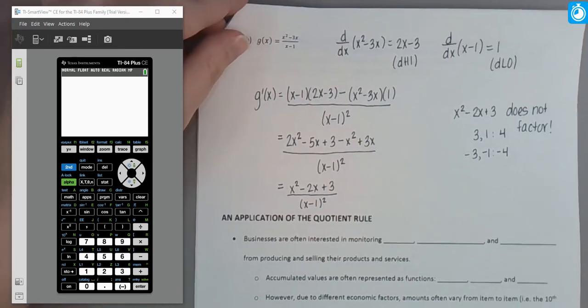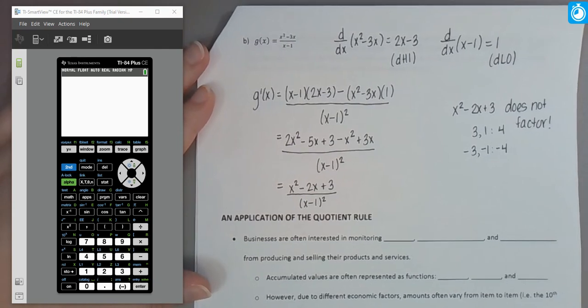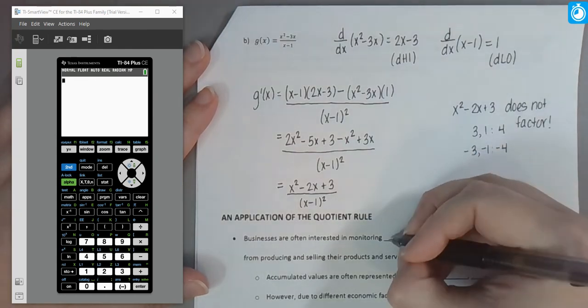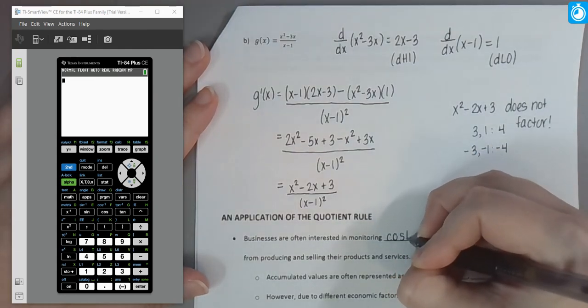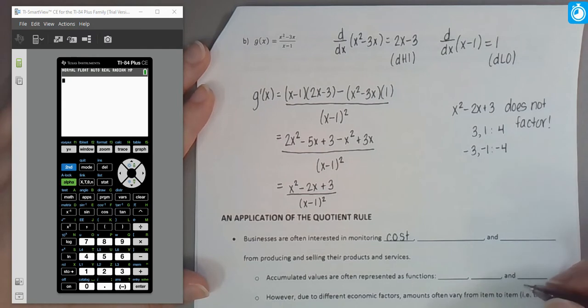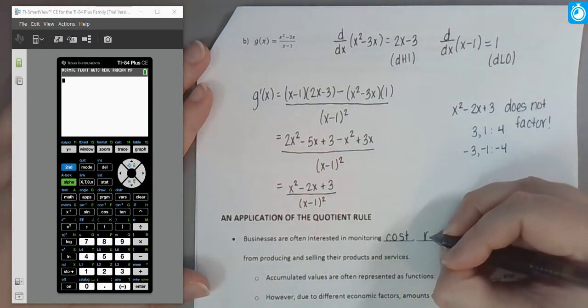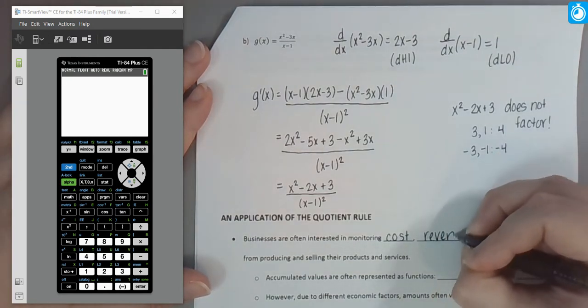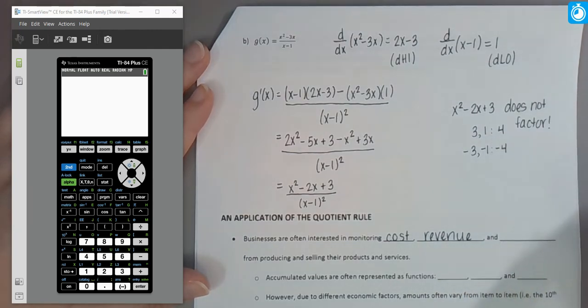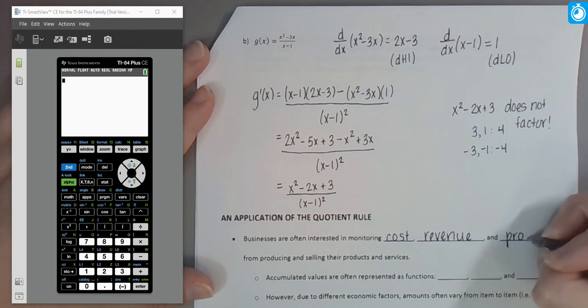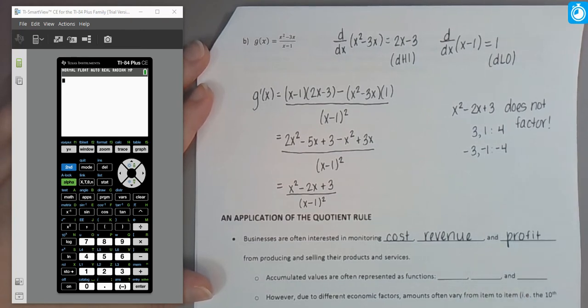So let's finish with an application specifically for the quotient rule. So this is a business-based application. So business speaking in terms of a profit-based business. Businesses are often interested in monitoring their costs, what it takes to produce their products or services, their revenues, in other words, what they bring in by selling their products and or services, and of course the difference between the two, the bottom line, what we call profit.